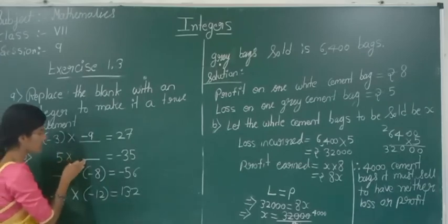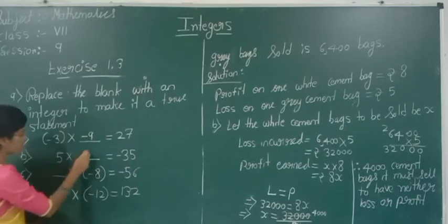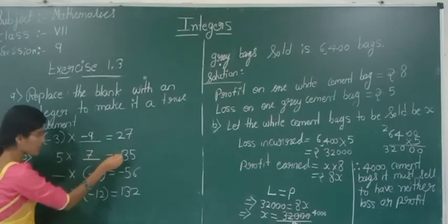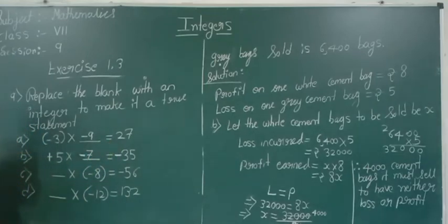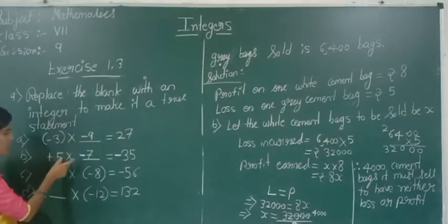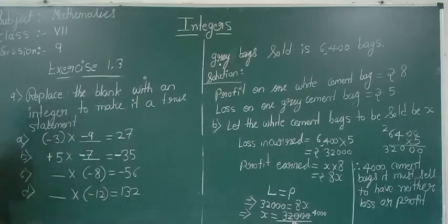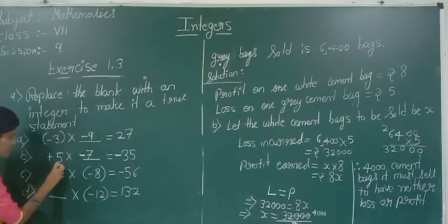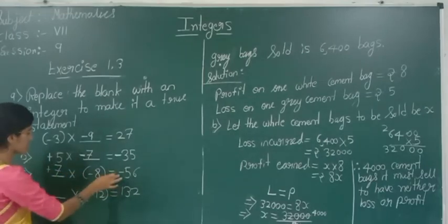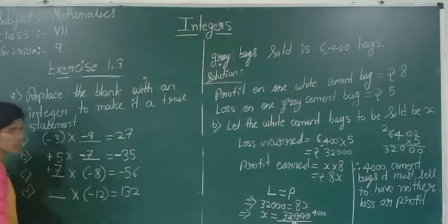Now 5 how much is -35? We know that 5 7s are 35, but we want a negative integer. When a positive integer is multiplied by a negative integer, the answer will be a negative integer. That is 5 into -7 is -35. Next, dash multiplied by minus 8 is equal to minus 56. If I take 7, a positive integer multiplied by a negative integer, we get the answer as a negative integer. 7 8s are 56.